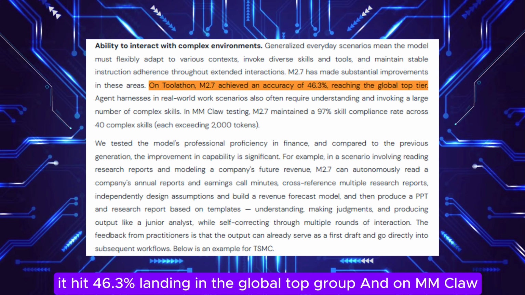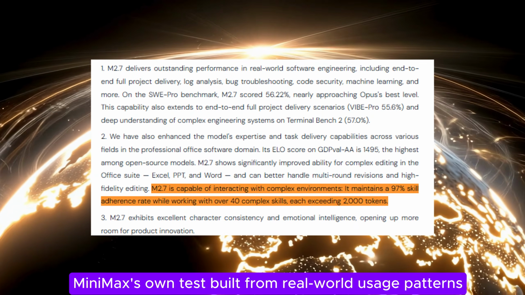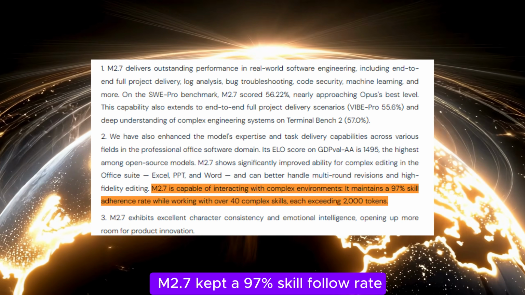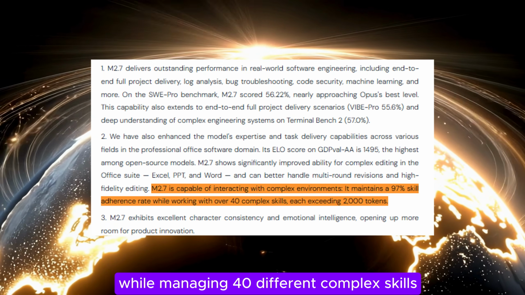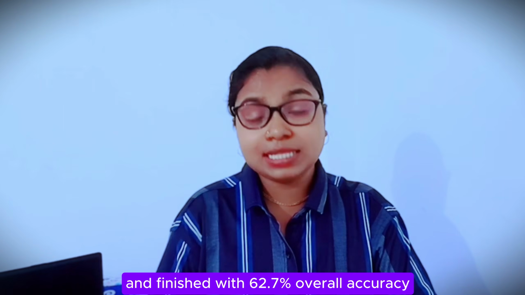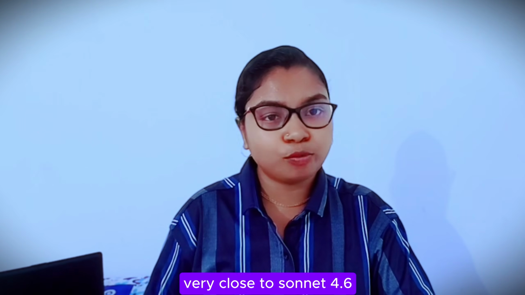the global top group. And on MMX-CLI, MiniMax's own test built from real-world usage patterns, M2.7 kept a 97% skill follow rate while managing 40 different complex skills, each one longer than 2000 tokens, and finished with 62.7% overall accuracy, very close to Sonnet 4.6.